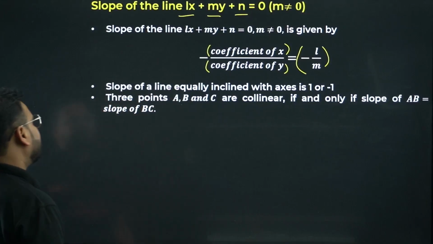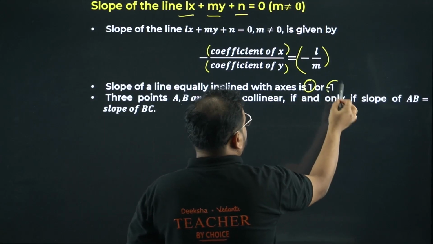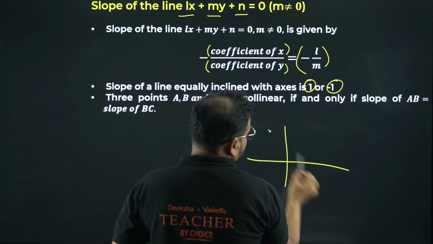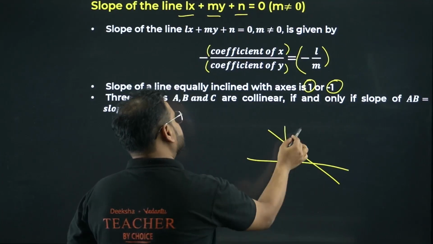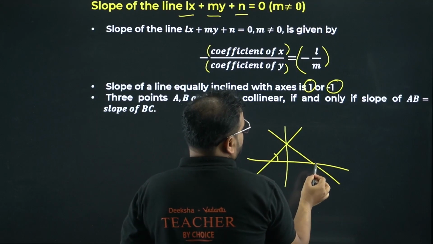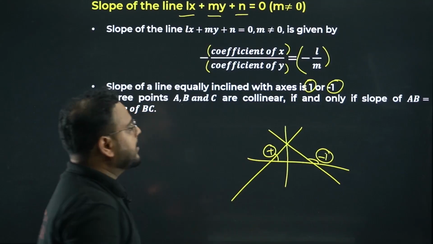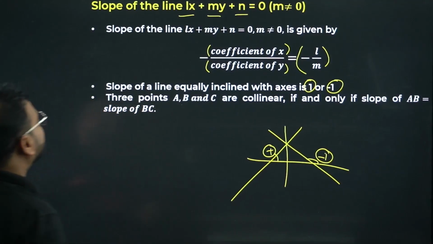Very relevant. Slope of a line equally inclined with the x-axis is given by 1 and minus 1. Remember this case: one line is like this, another one is like this. This is positive 1, this is minus 1, a positive slope and a negative slope.